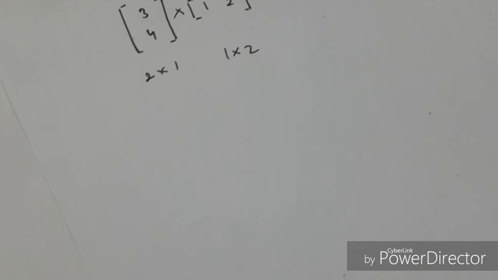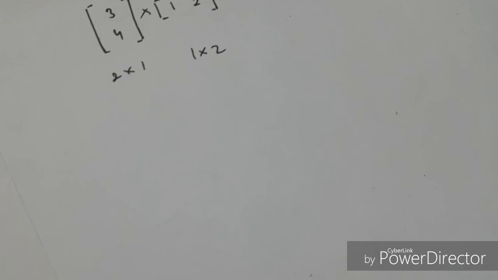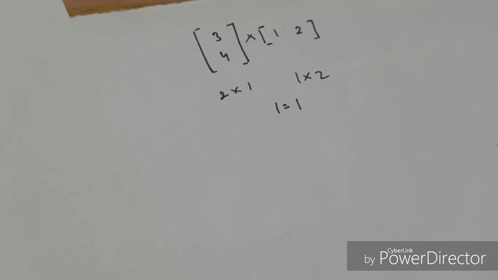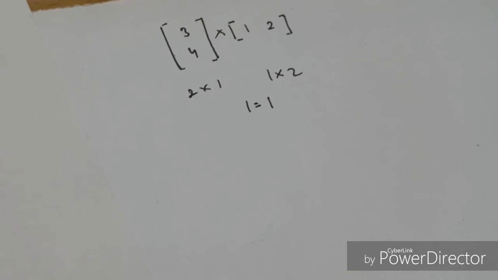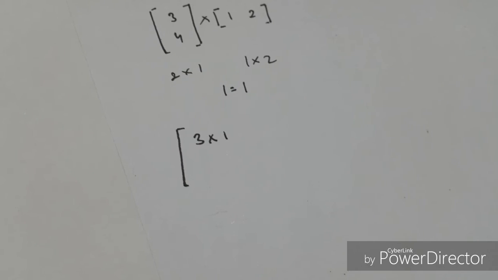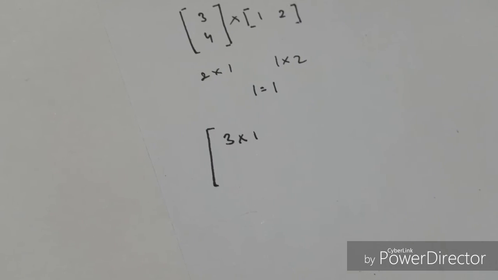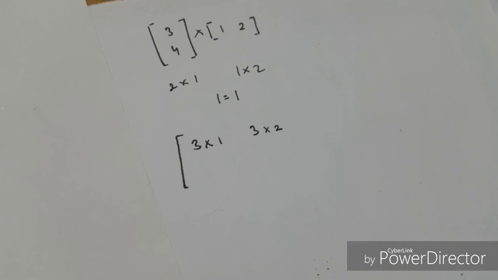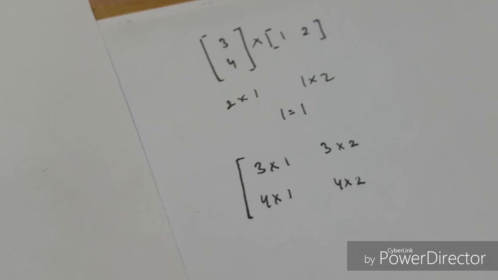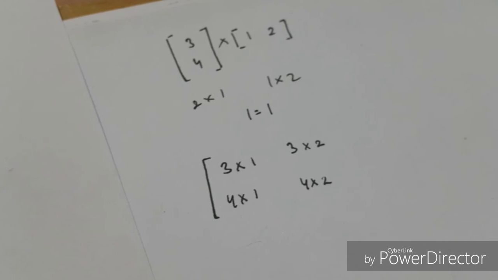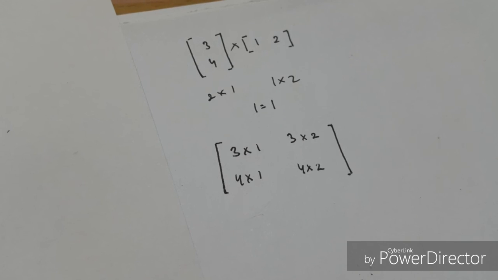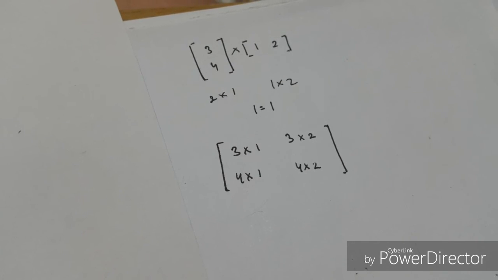Write down each of their dimensions to find out whether the question is valid or not. 1 is equal to 1. The dimension of the result would be 2 by 2. The first number would be 3 times 1, then 3 times 2, 4 times 1, and finally 4 times 2. The result should be as shown in the picture.